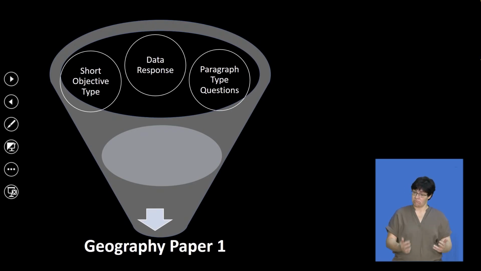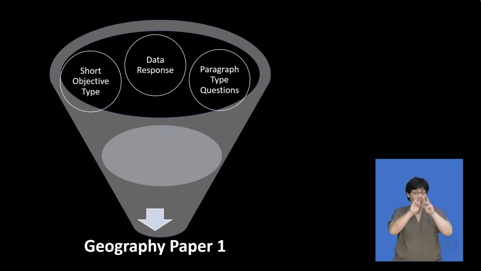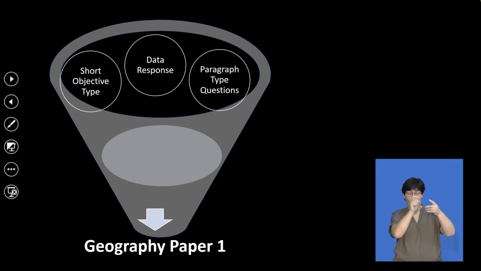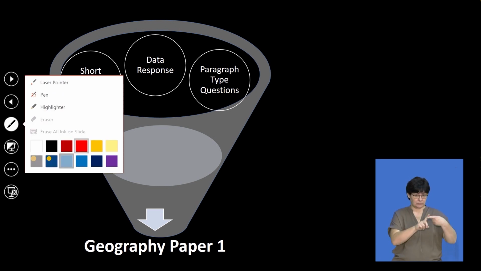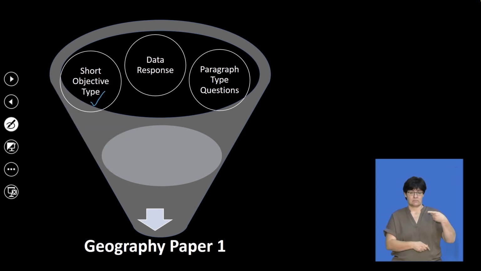So, remember, in Geography Paper 1, we have 3 types of questions. These are short objective questions, data response questions, as well as paragraph questions. These questions are formulated to give you a total mark of 225 in Geography Paper 1.